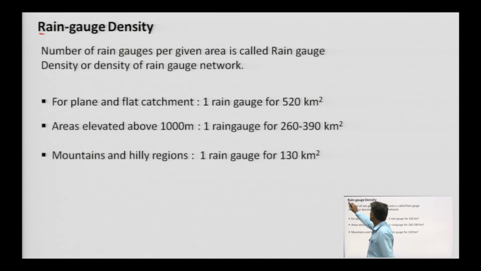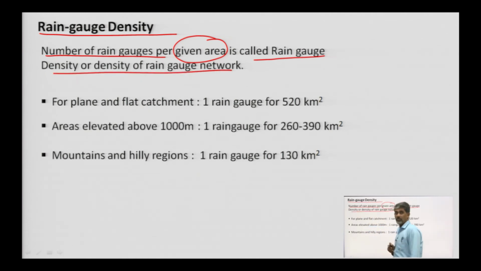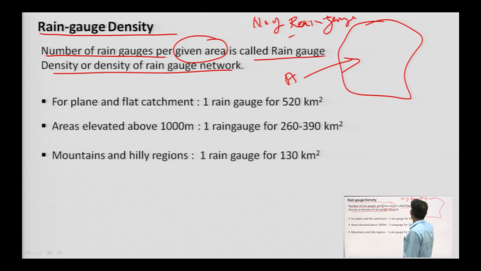What is the rain gauge density? The rain gauge density is the number of rain gauges per given area. For example, the area is A, and the total number of rain gauges is equal to n. So what will be the density? Density will be n by A. If the value of n is higher for a constant area, it shows that we have more rain gauges in that particular area.